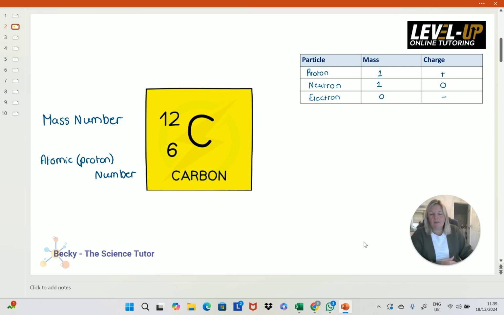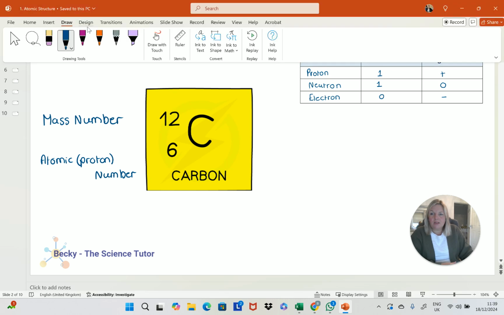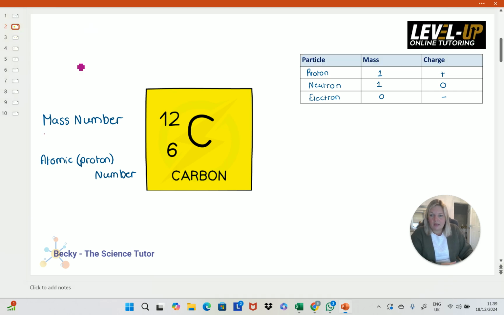So if we start with a mass number, if we look back in our little table, we can see that the two subatomic particles that have mass are the protons and the neutrons. So the mass number is the number of protons plus the neutrons added together. Okay. The bottom number, the clue is there. It tells us that this is the atomic or the proton number. So this tells us how many protons a particular element has.